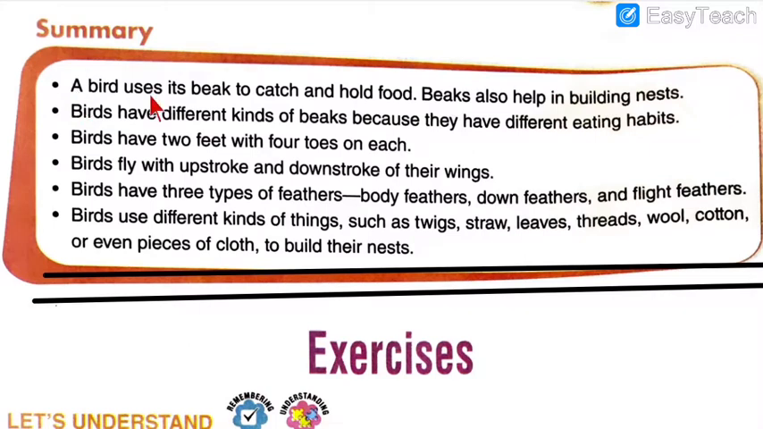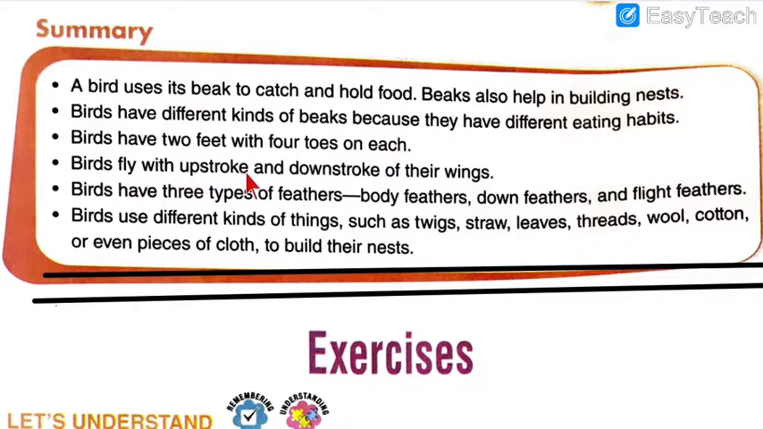First point, a bird uses its beak to catch and hold food. Beaks also help in building nests. Second point, birds have different kinds of beaks because they have different eating habits. So because of the different eating habits, obviously accordingly they will have different beaks. Birds have 2 feet with 4 toes on each. This is the general talk. That means here they are saying that normally the bird has 2 feet and 4 toes on each.